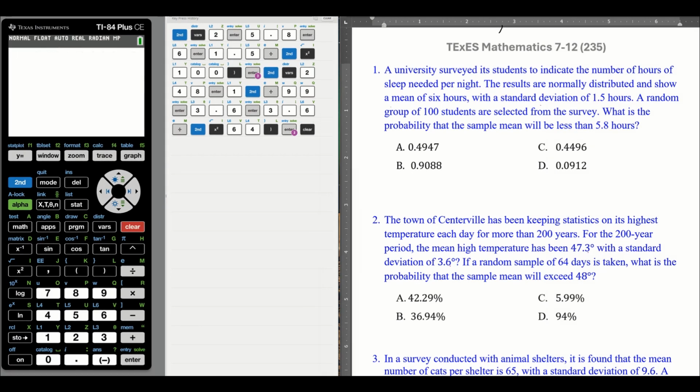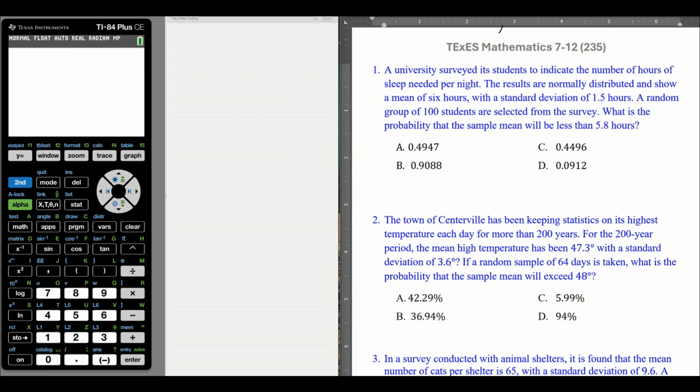Okay, let's clear out some of these things we've got here. Okay, number 1. A university surveyed its students to indicate the number of hours of sleep per night needed. The results are normally distributed and show a mean of 6 hours with a standard deviation of an hour and a half. And our sample size is a random group of 100 students selected from the survey. What is the probability that the sample mean will be less than 5.8?